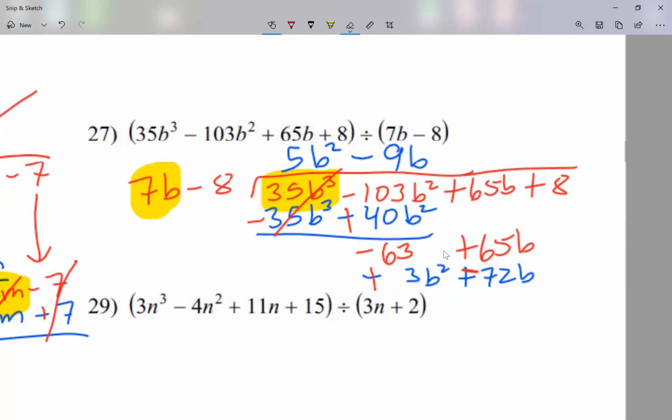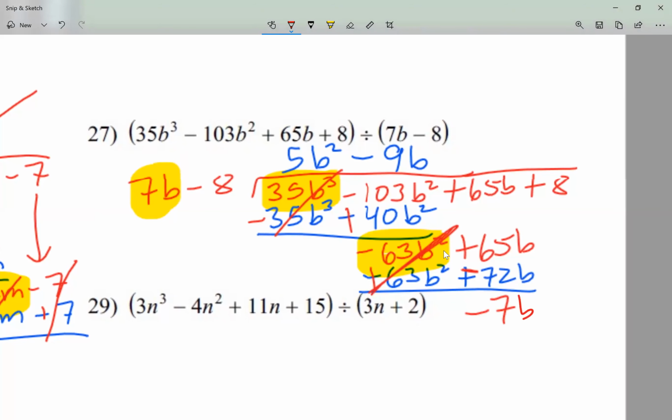All right, negative 63b squared plus 63b squared, I expect this to cancel out. Now, positive 65 minus 72b. Signs are different, so I have to subtract, keep the sign of the larger one. Let me call this a negative 7b. Let me bring down the next term, so plus 8.